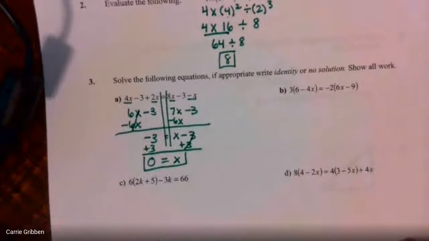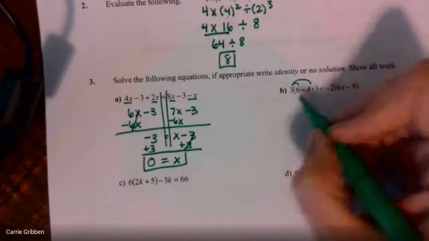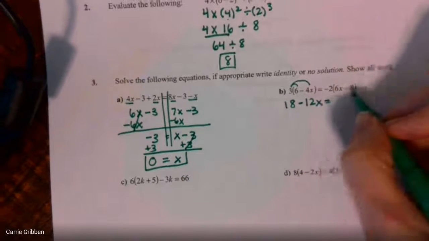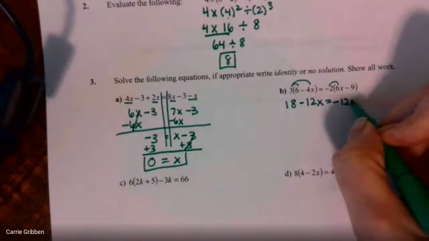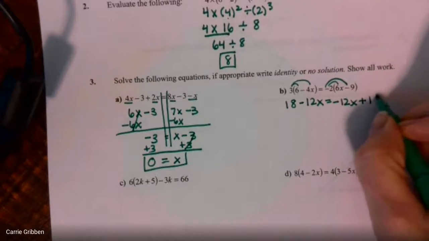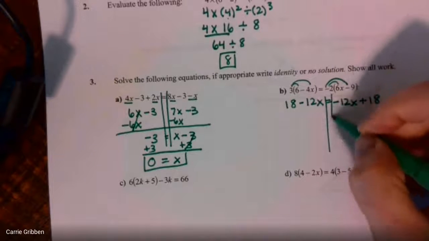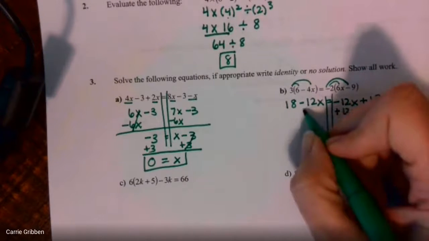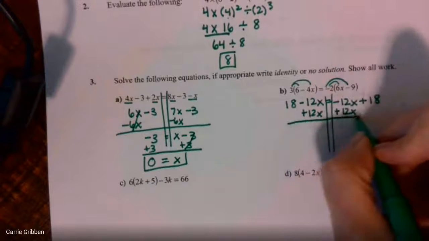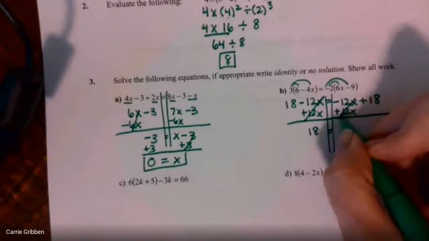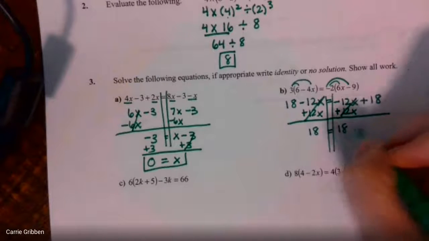Okay. Letter B, distributive property. I know you guys know how to do this. So it's just 18 minus 12x. And over on this side, it's negative 12x. And don't forget the double negative. Negative 2 times negative 9 is going to turn into positive 18 on that side. If you want to set it up like that, go ahead. Doesn't really matter what side you do. I just like to add more than I like to subtract, so I do it that way. But it doesn't really matter. So I get 18.